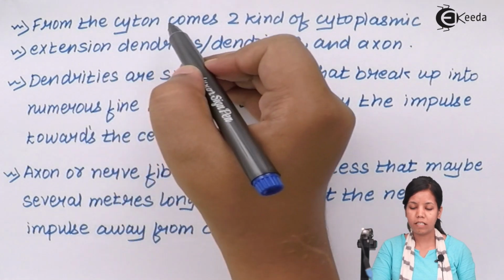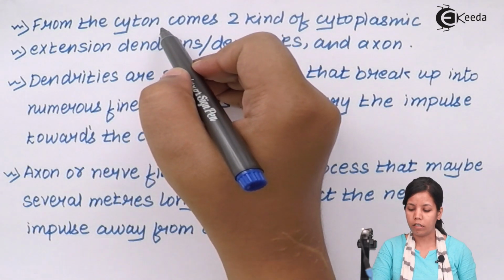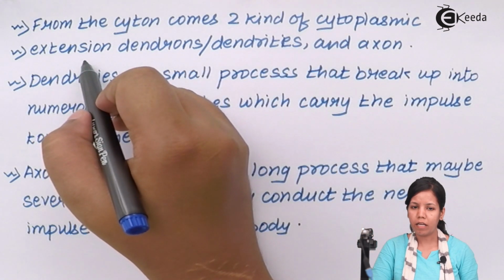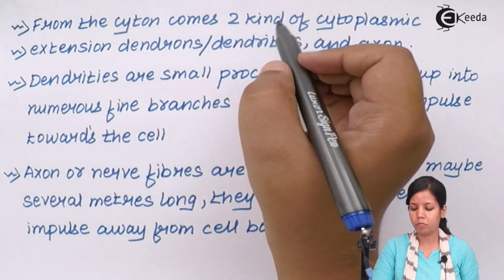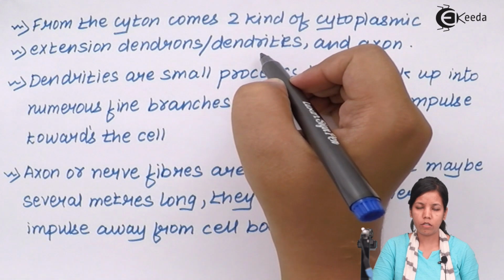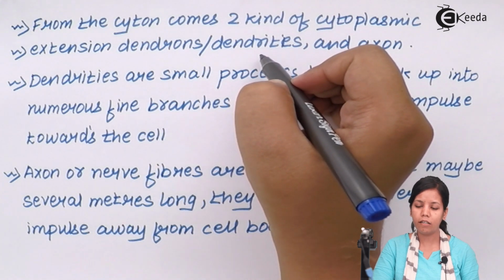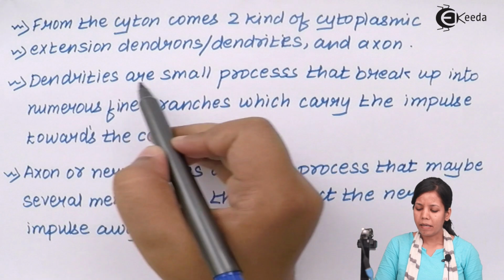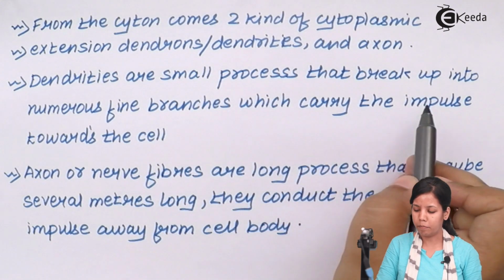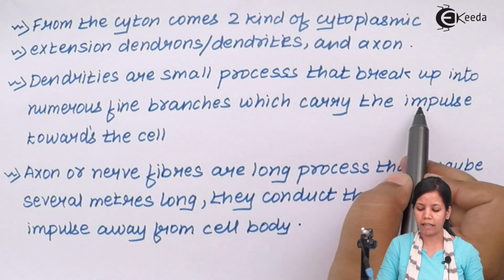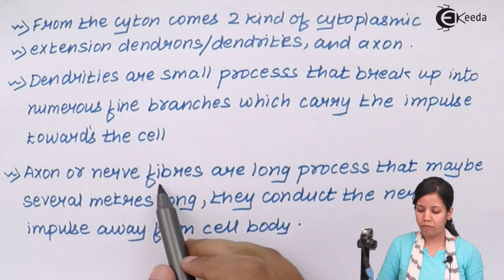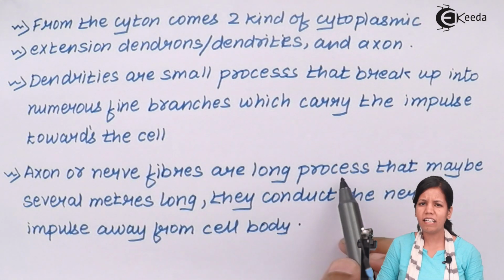Now, if you see from the cyton or from the cell body, there come two kinds of cytoplasmic extensions. And these cytoplasmic extensions are nothing but, you say them dendrites or you simply say them dendrons. Now, dendrites or dendrons are hair-like extensions that are present in a neuron. Dendrites are basically small processes that break up into fine branches that carry impulse, or you simply say information, towards the cell body. Axons or nerve fibers that are present are basically long processes.